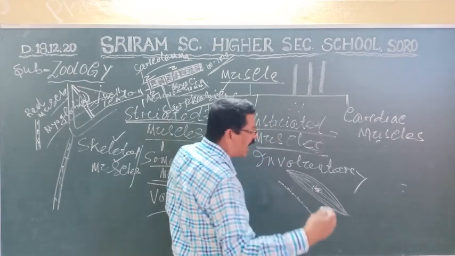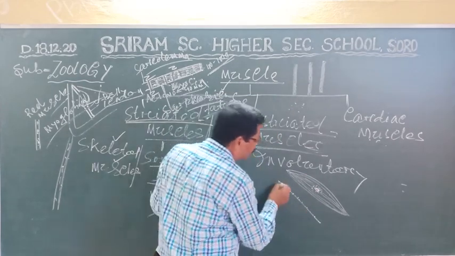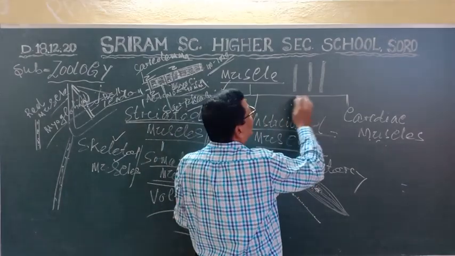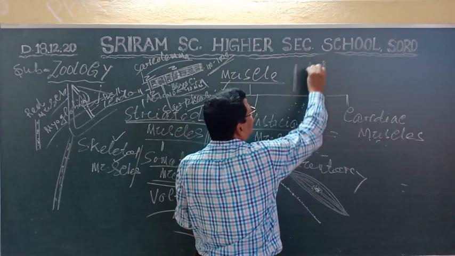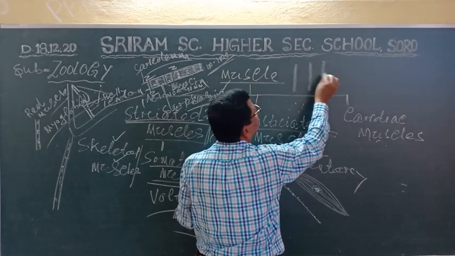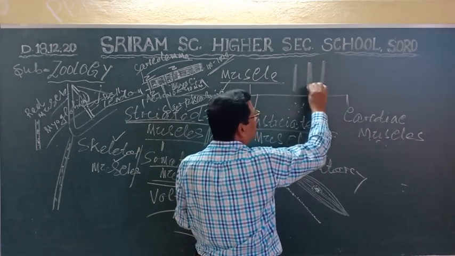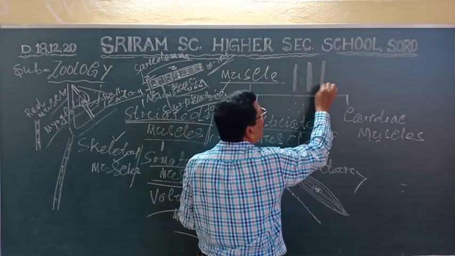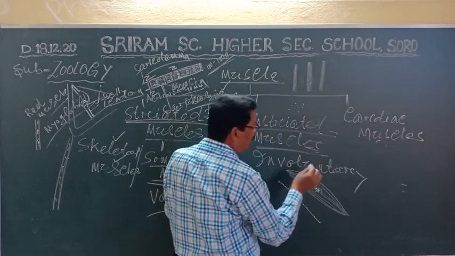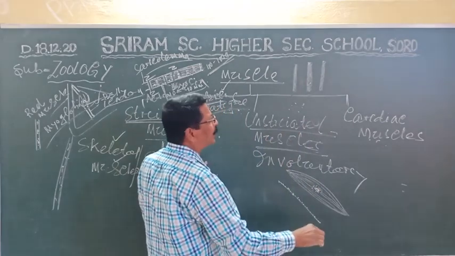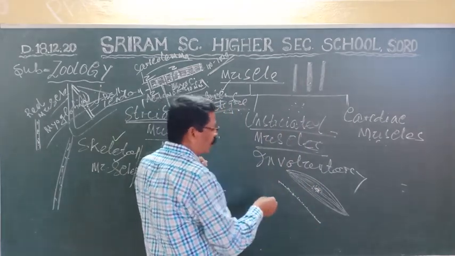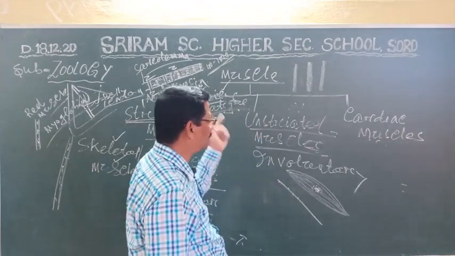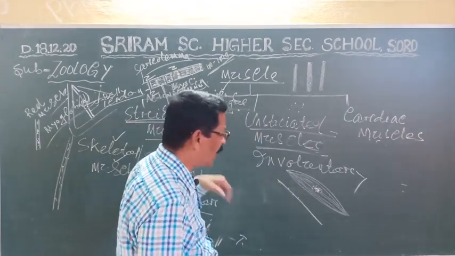The actin and myosin filaments and proteins are intermixed. They are mixed with each other, not arranged separately. These are the myosin and these are the actin protein. So the myosin protein behaves as the black band and the actin protein behaves as the white band. But here the actin protein and the myosin protein are mixed with each other without giving any definite color.